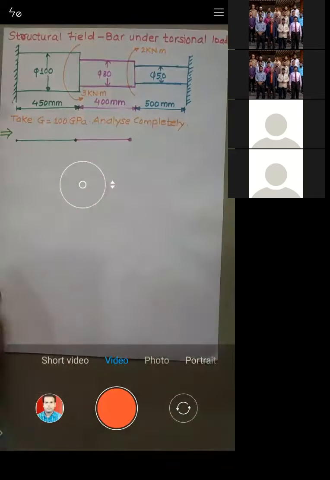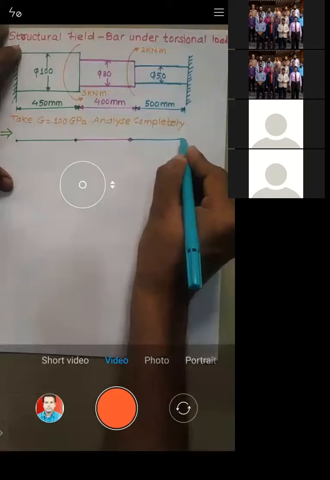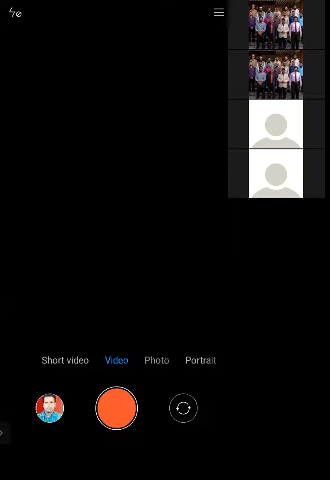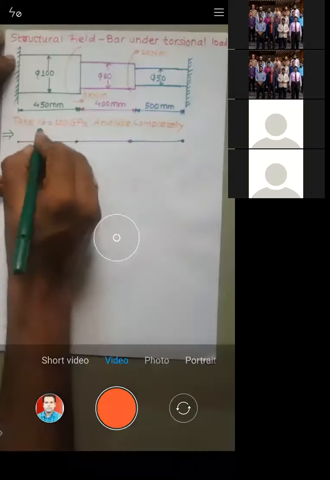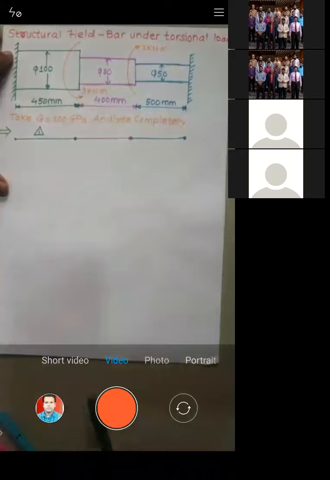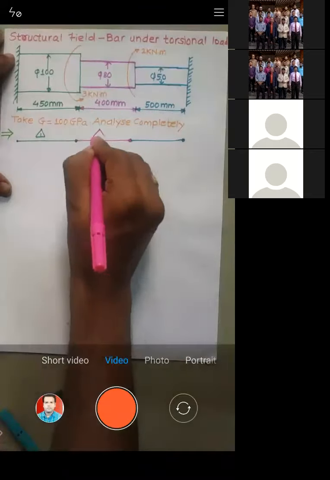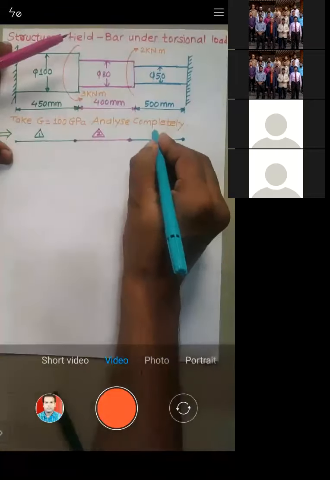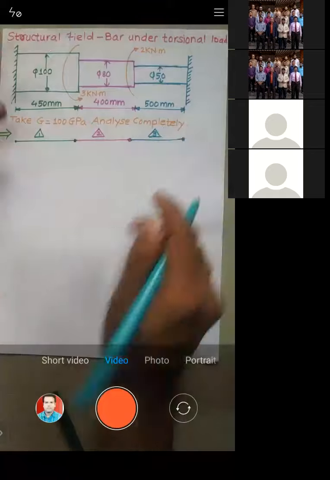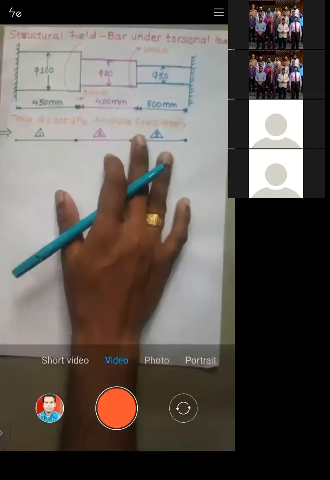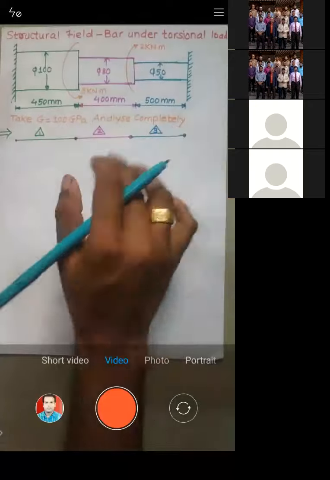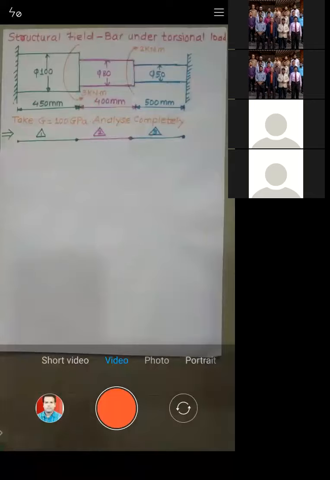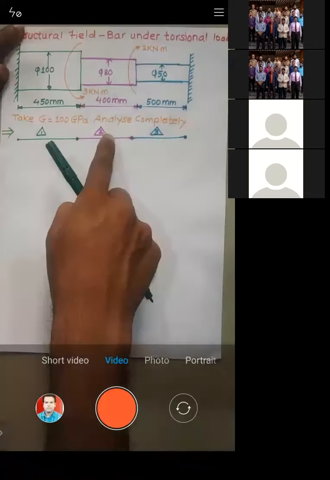Okay, and then this particular bar I will call one more element, right? So these are the three elements which I got. This is element number 1, then if you go here, this is element number 2, and here, this is element number 3. So we have element number 1, 2 and 3.